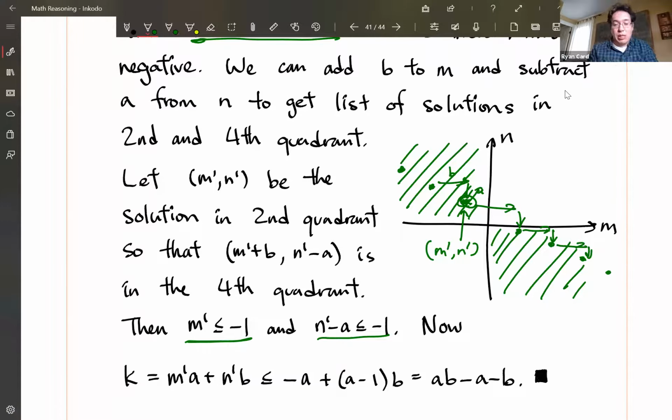But now let's write down what this means. So k is m prime a plus n prime b. And m prime is less than or equal to -1. So if you substitute m prime with -1, we'll get something that's bigger. And we could say the same thing about n prime. So we know that n prime minus a is less than or equal to -1. So if you bring the negative a to the right-hand side, n prime is less than or equal to a minus 1, and then substitute that for n prime, we get something that's bigger as well, right? But this expression right here, if you multiply it out, is exactly a times b minus a minus b. So k is less than or equal to this expression.